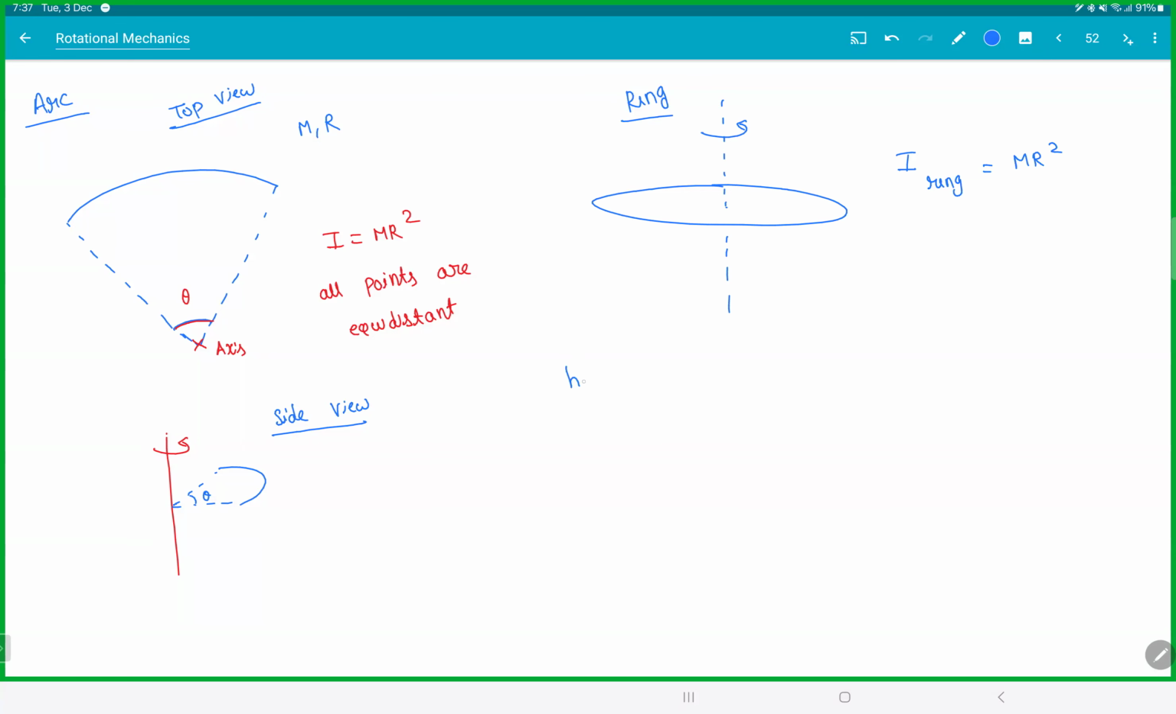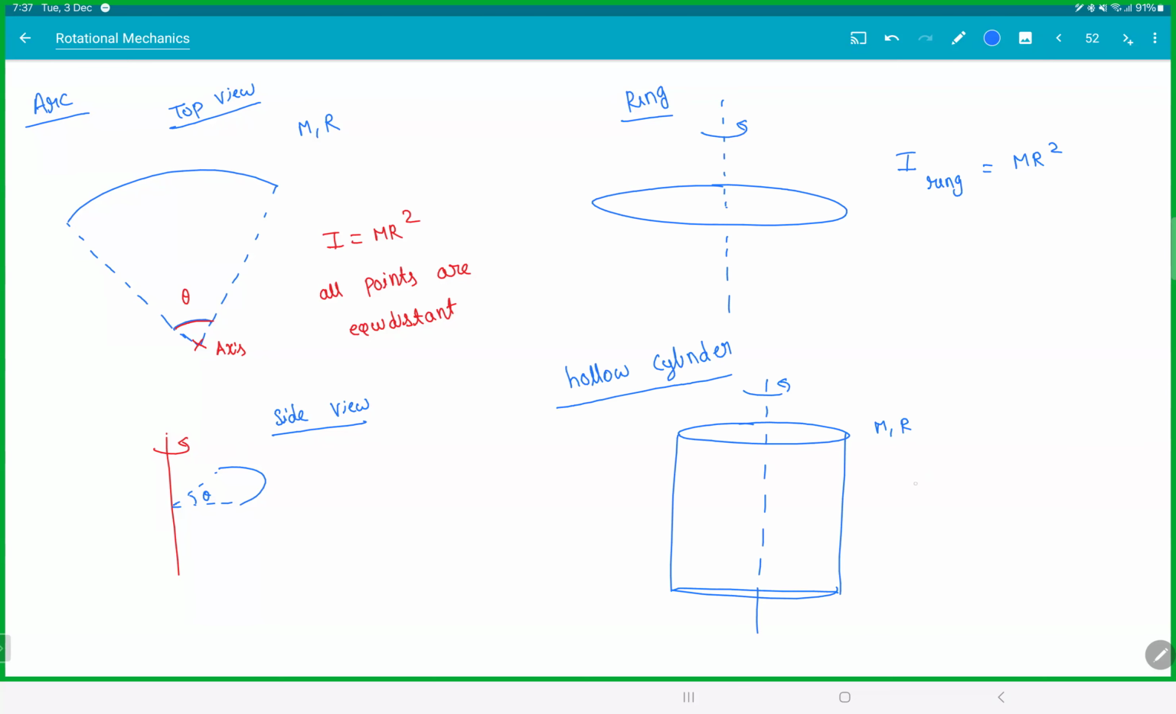You can do even something better. If you take a hollow cylinder, and if you rotate about this axis, M and R, this is also Mr square, isn't it? Because if you take any point here, the perpendicular distance remains same. Think of it like this. If you take a hollow cylinder and compress it, won't I get a ring? The perpendicular distance doesn't change. So if you take an arc, or a ring, or a hollow cylinder, all have same moment of inertia.